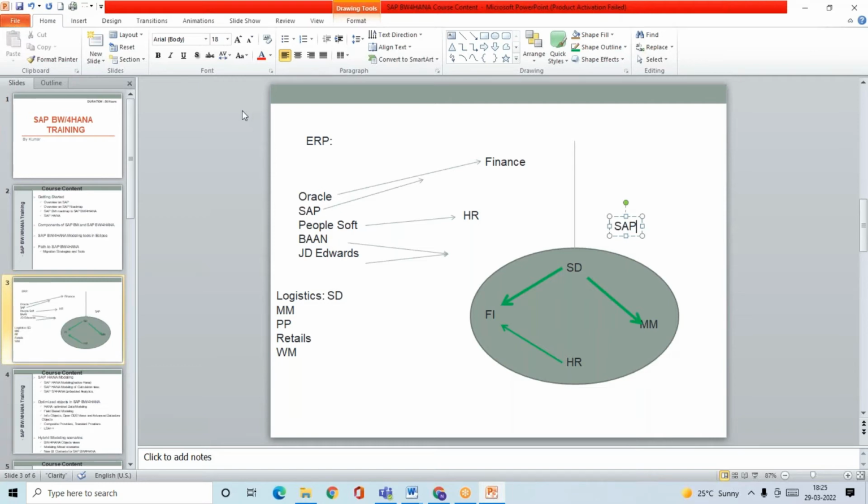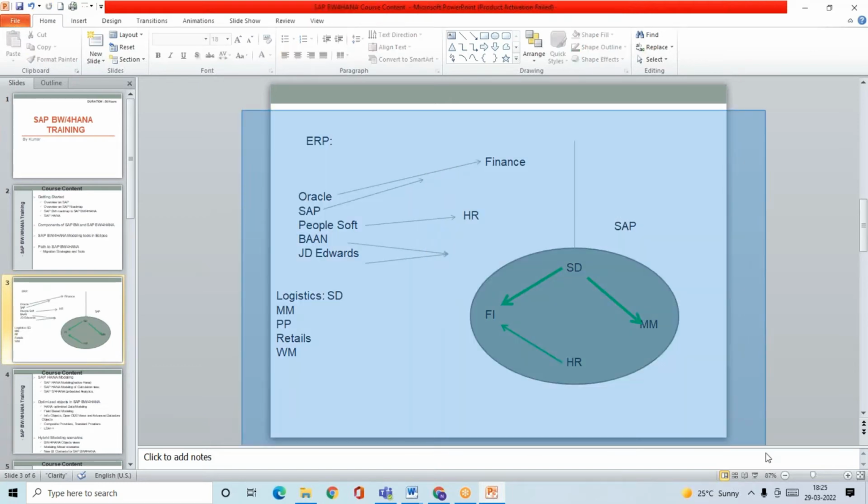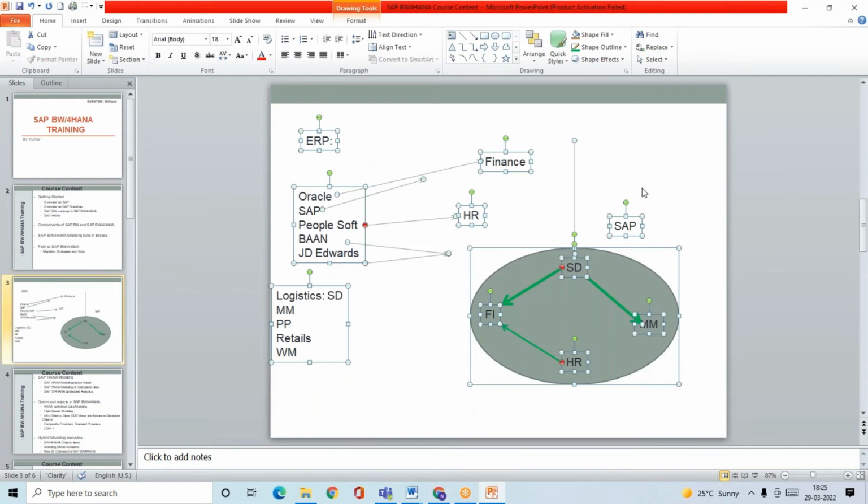Do you have any questions or any doubts here regarding ERP and why SAP has become so famous? So what would you say is the single reason why SAP has become so famous in the market?